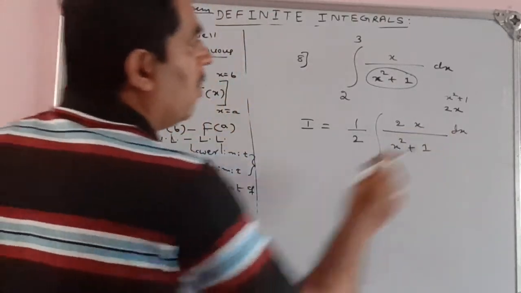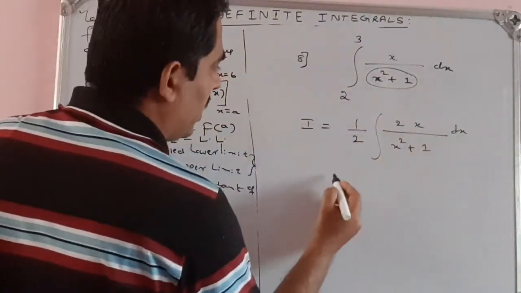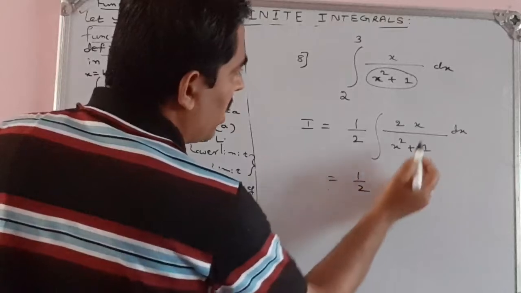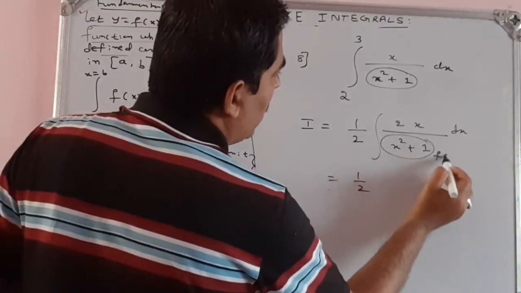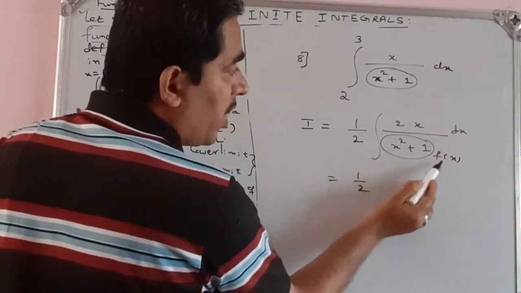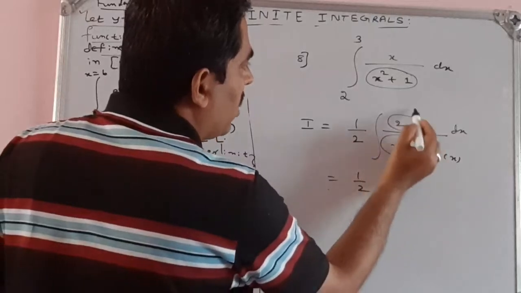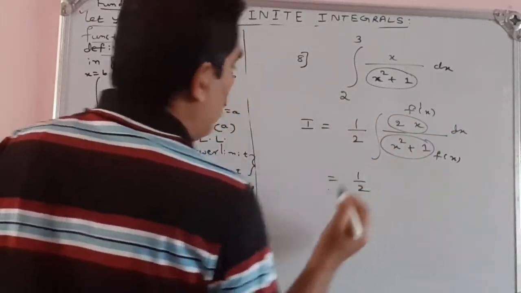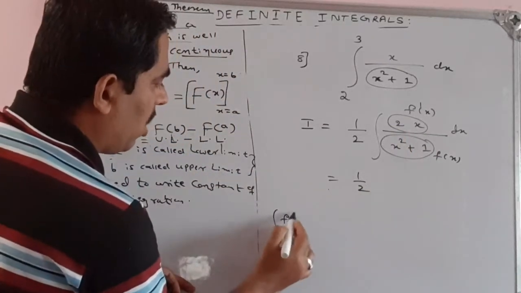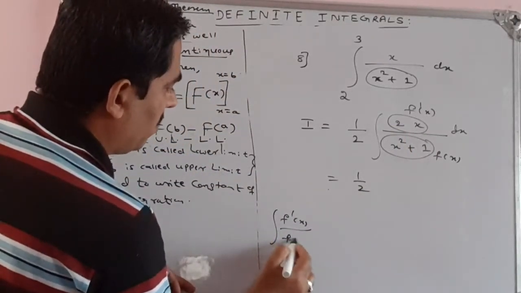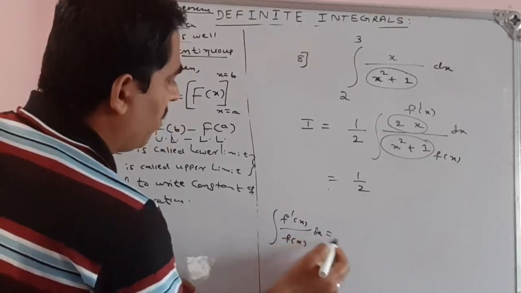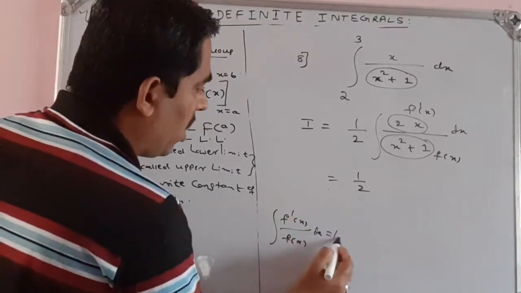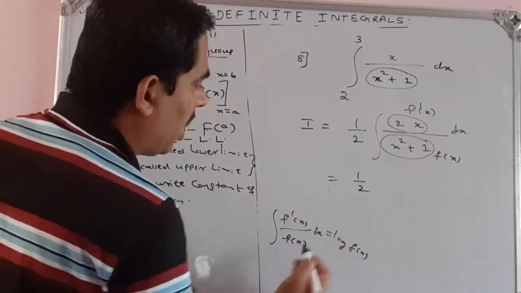Then the problem looks like this. Now I will write this half as it is. You think of the denominator as the function f of x. If I differentiate the denominator, I get the numerator, which is the derivative. The standard form is the integration of f dash x divided by f of x. If we have an integral like this, my answer is log of the denominator, log of f of x.